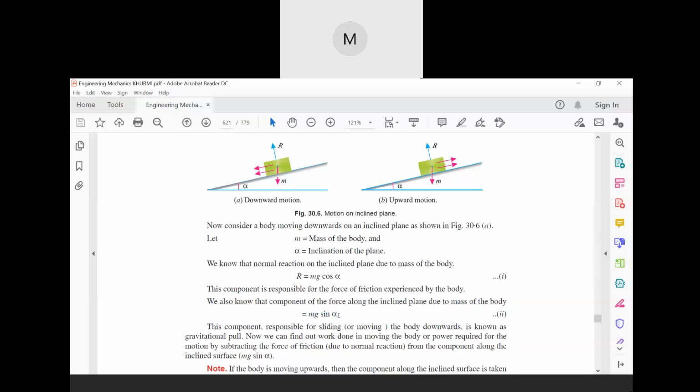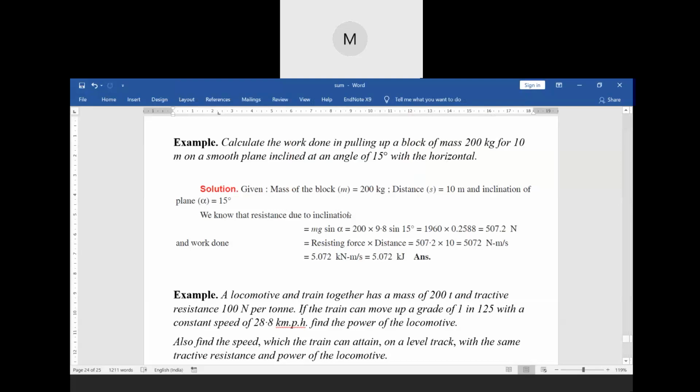So here the numerical that is given, you have to find out the total work done in pulling up a block of mass, right? So here this is the solution. Most of you did the numerical, but let me explain it again. Here the mass of the block is 200 kg.